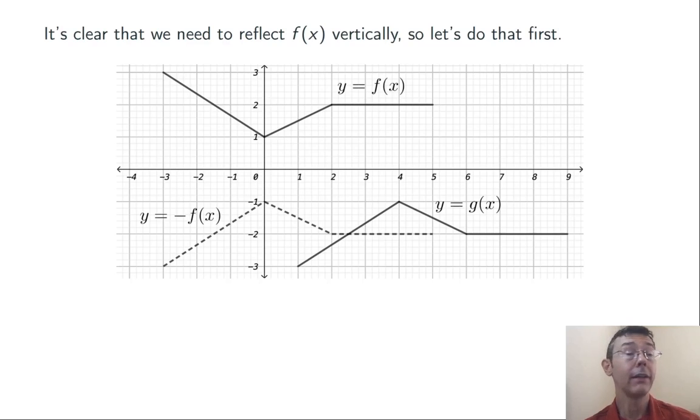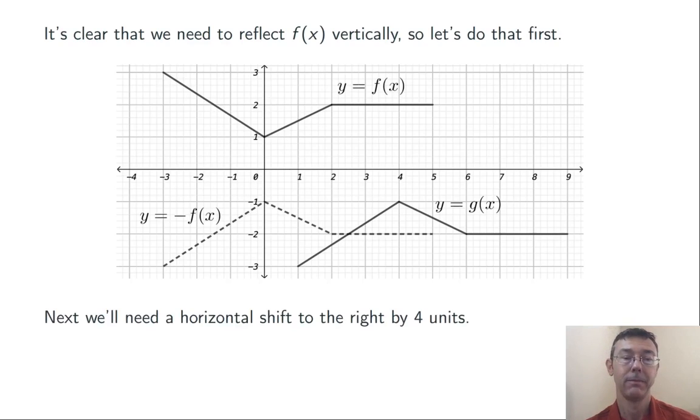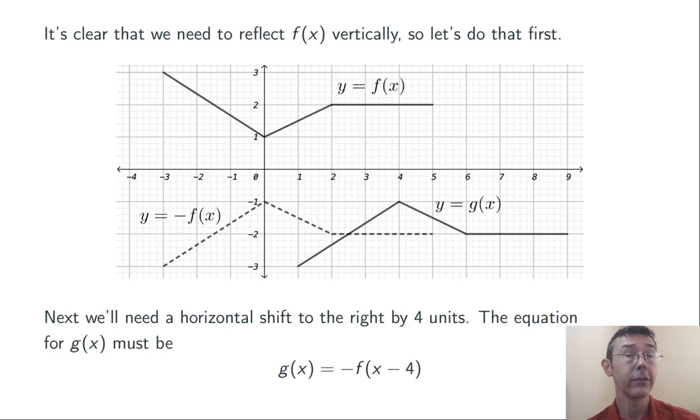It's clear that we're going to have to do a vertical reflection. So let's do that first. Let's replace y equals f of x with y equals negative f of x. Now I need a horizontal shift. I need to horizontally shift 4 units to the right. And of course, that's going to mean replacing x with x minus 4. Overall, the formula for g of x is going to be negative f of x minus 4.